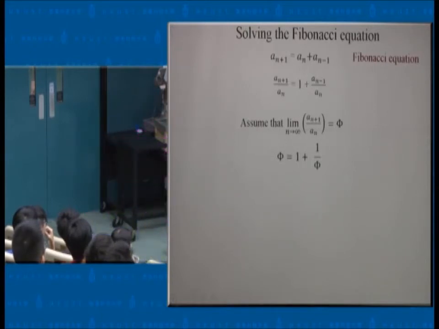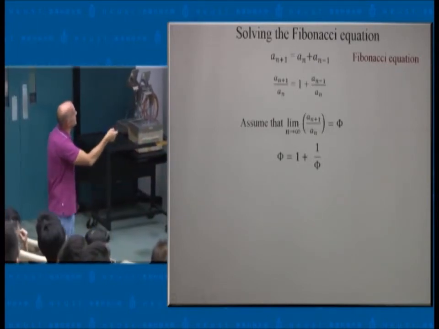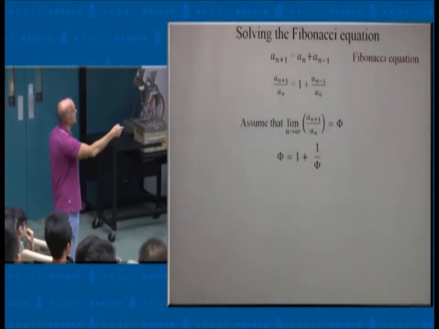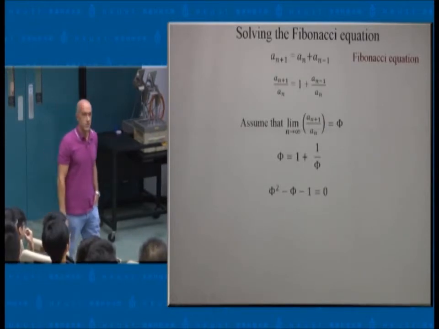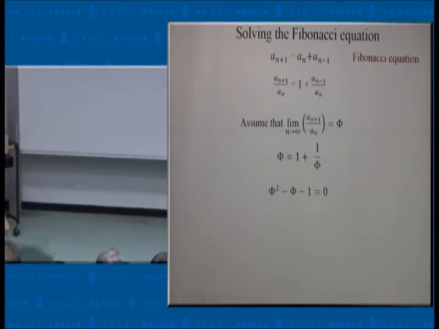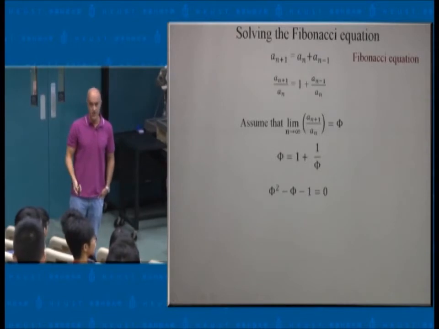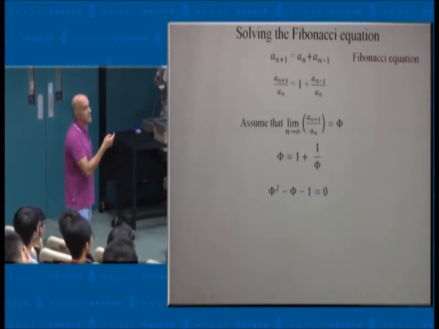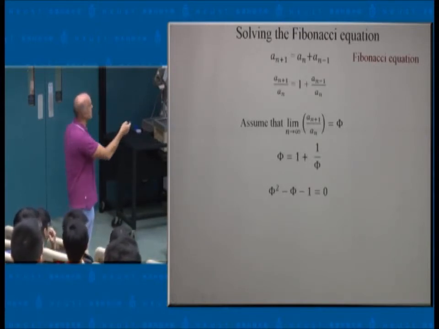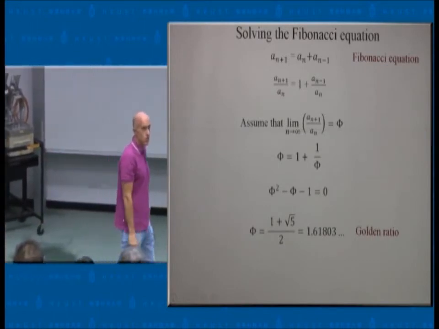Okay, so we get an equation for phi, right? Okay, what is that equation? Well, we can multiply both sides by phi, put everything on one side, and we get a nice quadratic equation, right? phi squared minus phi minus 1 equals 0. Okay, the roots are negative b plus or minus the square root of b squared minus 4ac over 2a, right? There's two roots of the equation, but we only care about the positive one because the Fibonacci numbers are all positive. So there's our phi, 1 plus root 5 over 2. Okay? That's called the golden ratio.